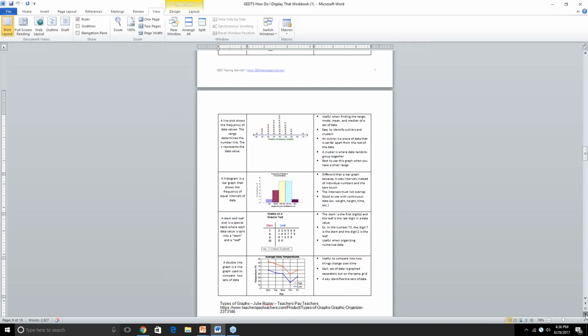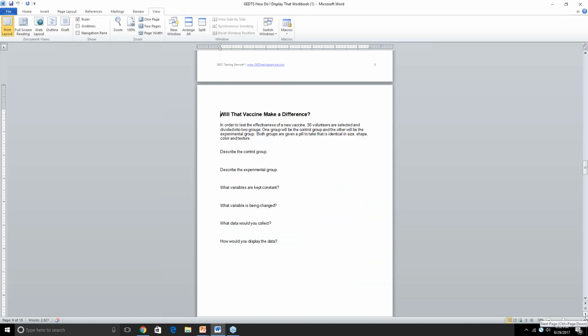Keep in mind that all you have to do is click on the PDF file. It will open up, you print it out, and it has all this information. Bonnie has another one here, which is a great question to go with students: will that vaccine make a difference? It's about helping students understand, okay, what is a control group? What's an experimental group? Sometimes we don't ask some of the most basic questions as we're moving through.